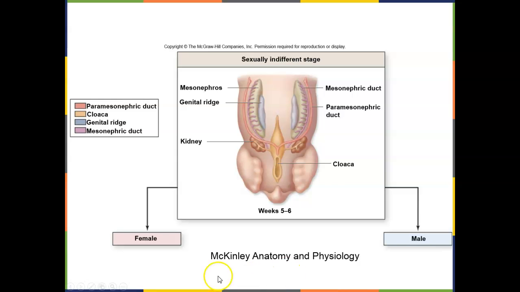This is from my anatomy and physiology textbook from McKinley, my older one. I could not find a good picture in ours. I did find it later, but I already had this made, so I'm just going to use this one for now, okay?